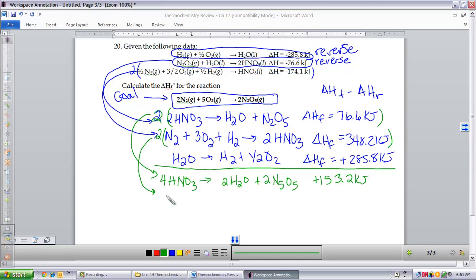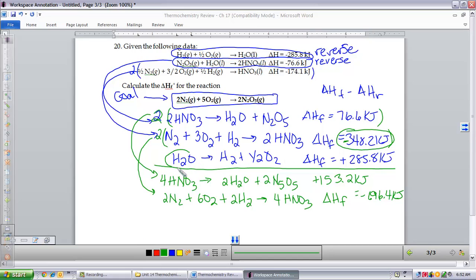All right, let me rewrite this one down here. So 2 moles of nitrogen plus 6 moles of oxygen plus 2 moles of hydrogen will produce 4 moles of nitric acid. And my heat of formation now is 571. Oh no, I'm sorry, negative 696. Let me make sure I have my sign right down here. I think I left off a negative here. So this is negative 696.4 kilojoules. Sorry about that.